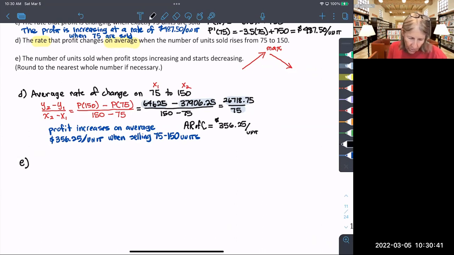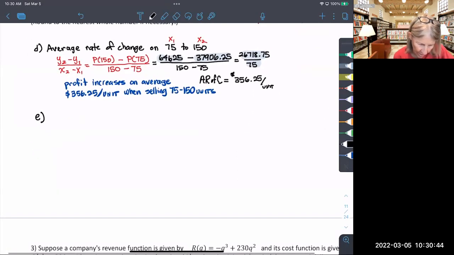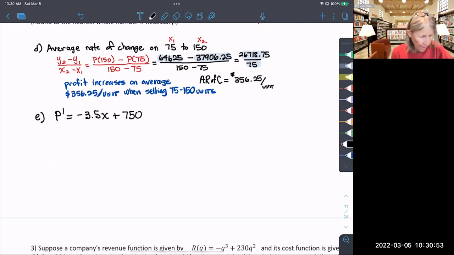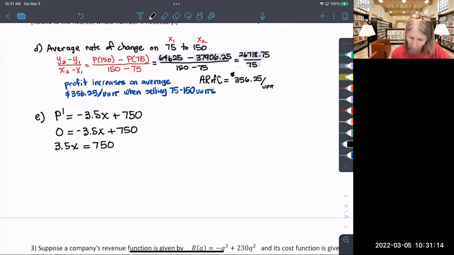Now, we did find the derivative earlier, so let's take that derivative, our p prime, and that was negative 3.5x plus 750. Let's set that equal to 0 and get our critical number, because our critical number most likely is our max. So setting that equal to 0 and solving. Anywhere our derivative is 0 is usually a high point or a low point; we're just going to figure out which this is. Do a little solving. Divide by our 3.5 here. And it did say something about rounding to a whole number. So let's see what we get.